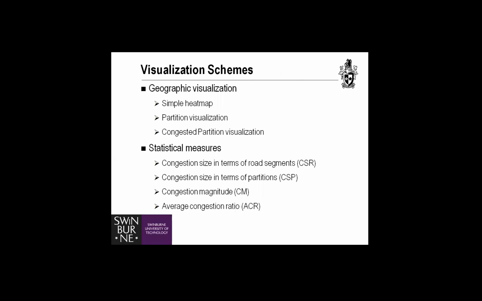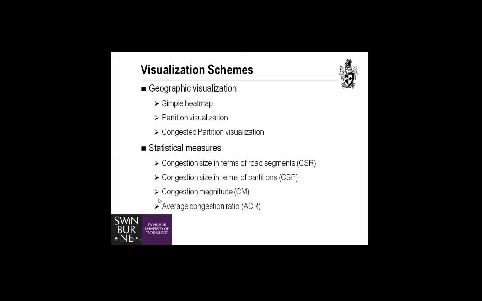We have used several visualization schemes, and they are mentioned here. First, a simple heat map, where we visualize the traffic measures of each road segment on the network using different color schemes. The second scheme is the partition visualization, where we visualize all the different partitions in different colors. The third is where we visualize only the congested partitions on the map.